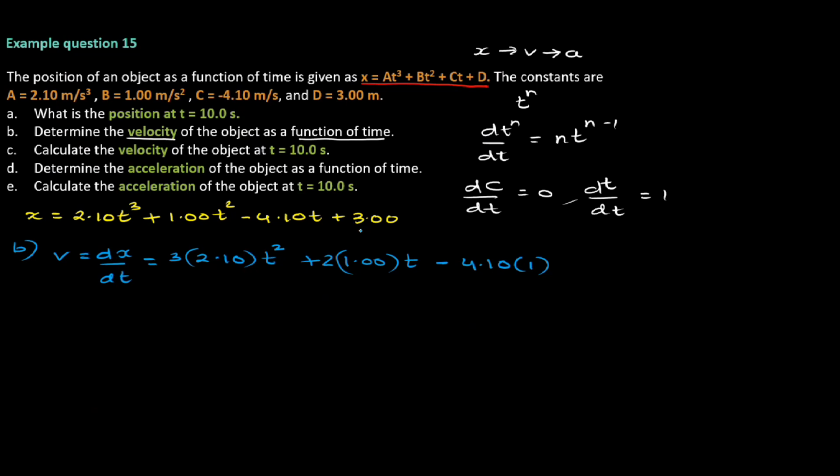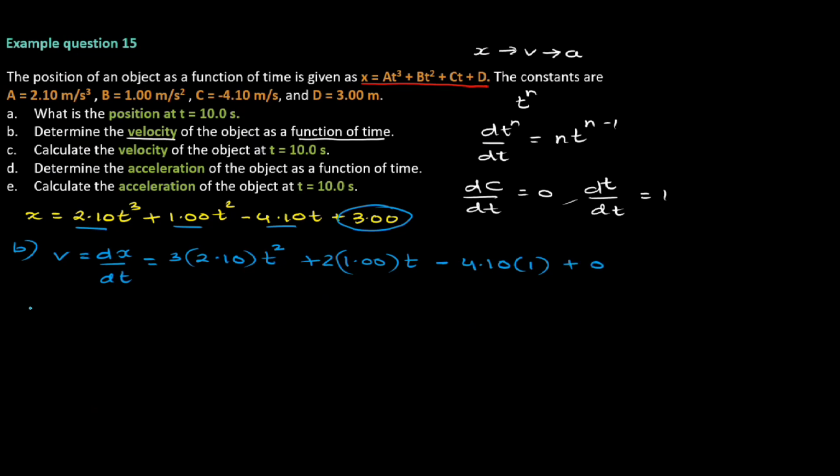The difference between this 3 and 2.10 or negative 4.10 is these numbers over here are multiplied with t. So we do not take them as 0. Whereas 3 here is alone. It's a constant, not multiplied to t, it is alone. And derivative of constant like this is equal to 0.